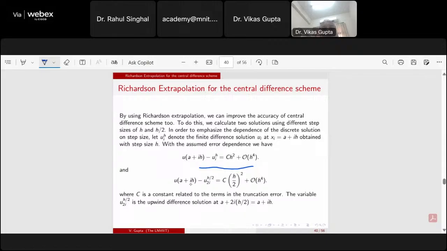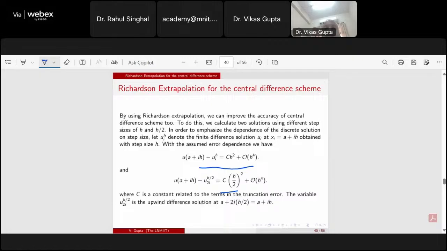Further, if you find the u_{2i}^{h/2} solution, again it is a central difference scheme solution but with the mesh width h/2. So the points i and 2i will coincide, because i is with the mesh width h, and 2i is with the mesh width h/2. So a+ih will be equal to, in that case, a+2i into h/2. So u_{2i}^{h/2} and u_i^h are the central difference solutions at the same point but with widths h/2 and h respectively. Since the width is h/2 here, it will take the form C into the square of h/2 plus order of h to the power 4.